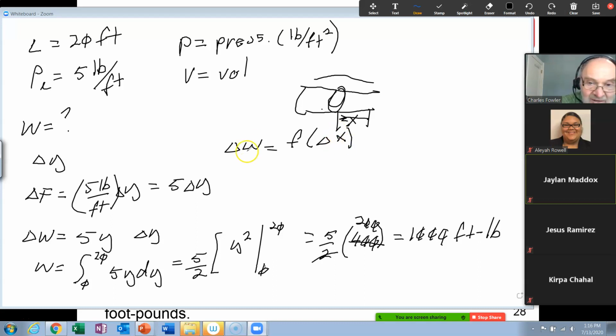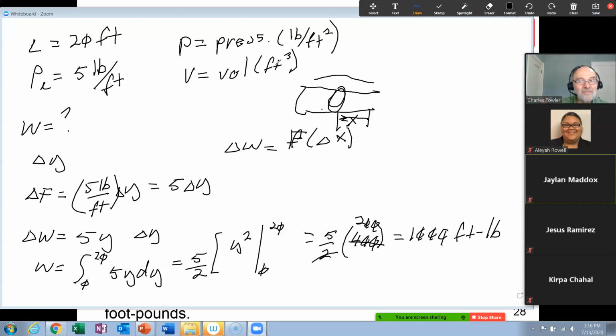But you've got to figure out what that force is. They use capital F here, so I will too. Now what's the force? Force is pressure times volume. Now how do you get that? Well, pressure is pounds per square foot, volume is in cubic feet, so that would give you foot pounds. Well, foot pounds is a good measure of work. So the delta W would be the pressure times the volume.